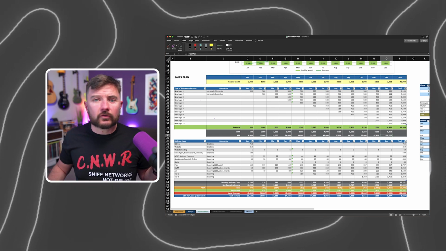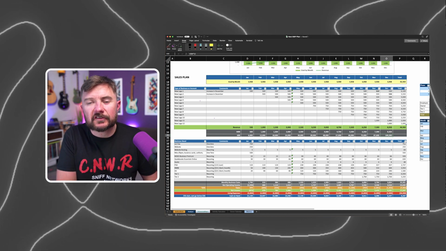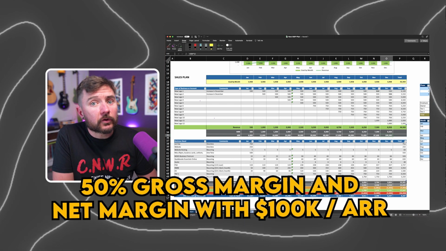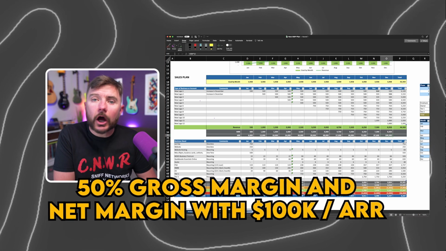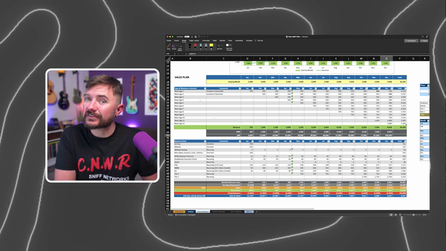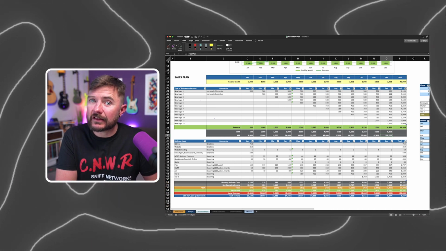But right, this isn't great. For a year one MSP with 50% gross margin and net margin with 100,000 in ARR, staying cash flow positive is great.